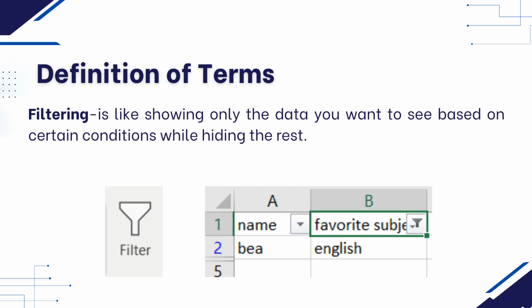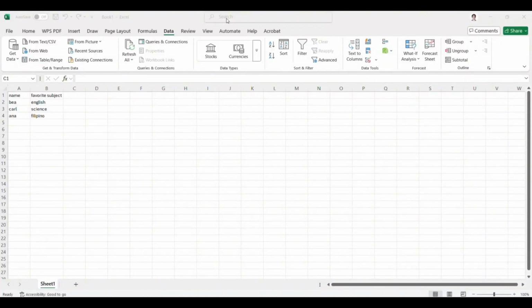So for example, naa kay table with students' names under favorite subject. So we can filter it to show only the students nga ganahan lang og English or Science or Filipino. So ang other subject ana class is naka-hide but not deleted. So this make it easier to find the information we need quickly. So now, let's proceed to the steps in filtering data in spreadsheets.